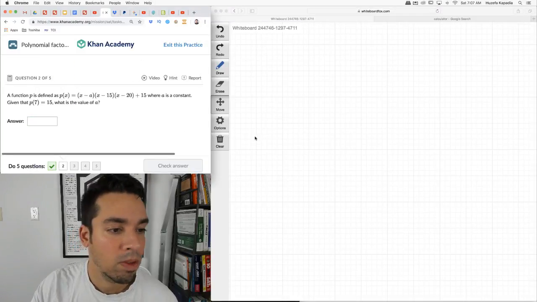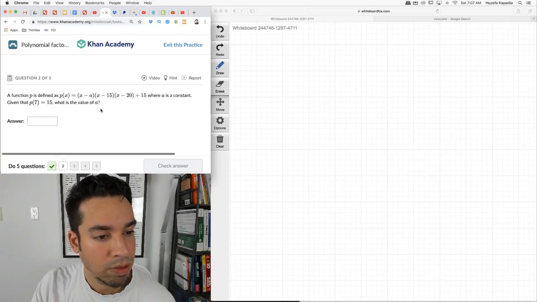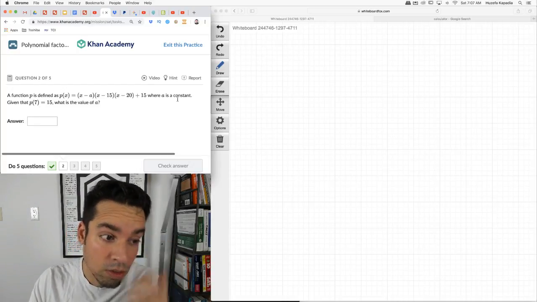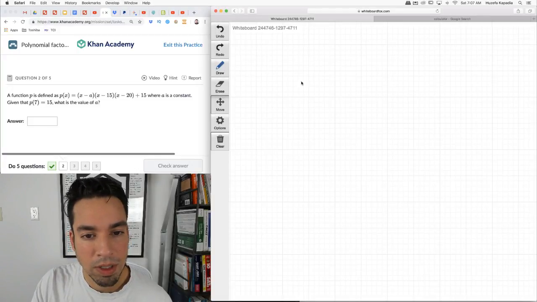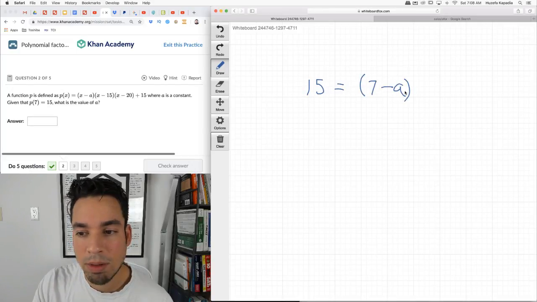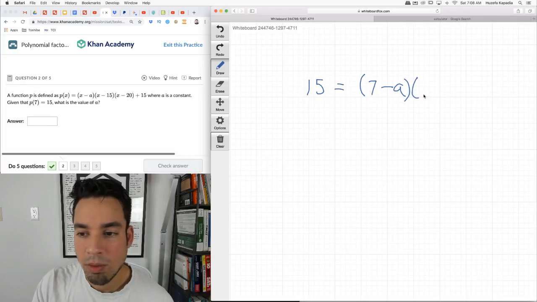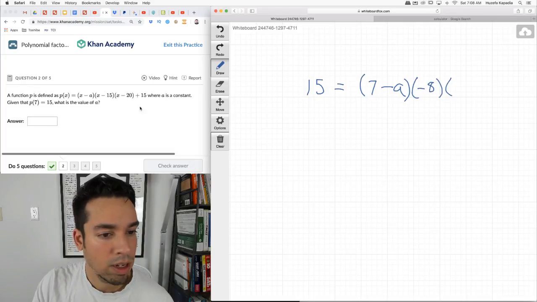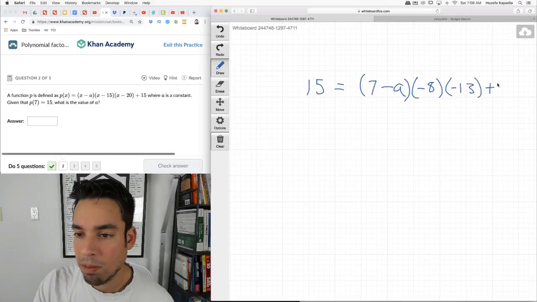All right, here we go. A function p is defined as this. Given that p of 7 equals 15, what is the value of a? Okay, well, this is what I'm going to do. I'm just going to plug and chug. So p of 7 is 15. So 15 equals 7 minus a. See how I'm plugging in 7 for all the x's, times 7 minus 15, which is negative 8, times 7 minus 20, which is negative 13, plus 15.